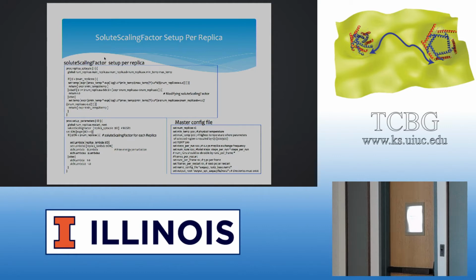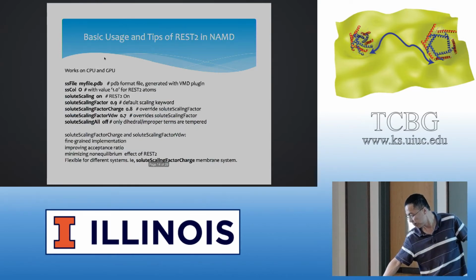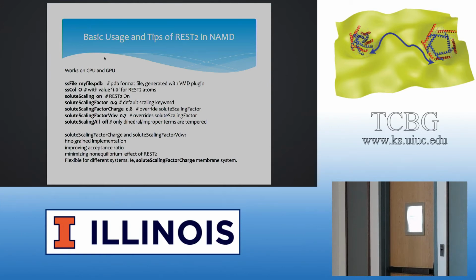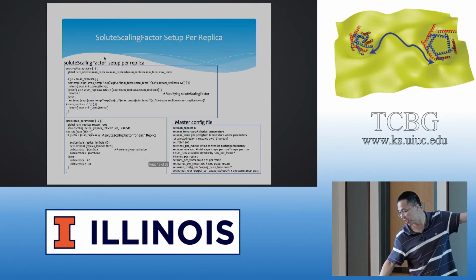This is the restart file. Restart file, that means here also every 1,000 steps, they output one restart file. This is the base NAMD configure file. For the NAMD base configure file, just remove all the replica exchange REST2 parameters. Only keep this part, and this part is moved to the master TCL script.